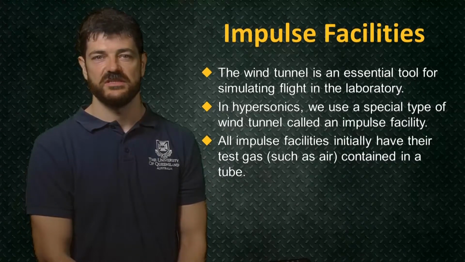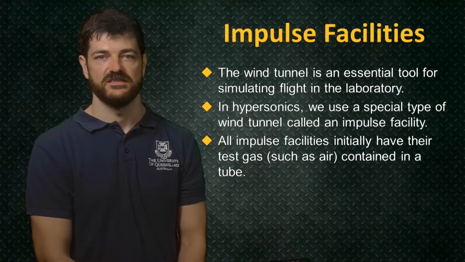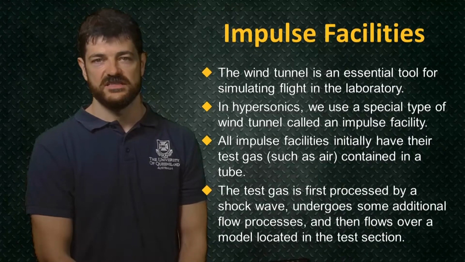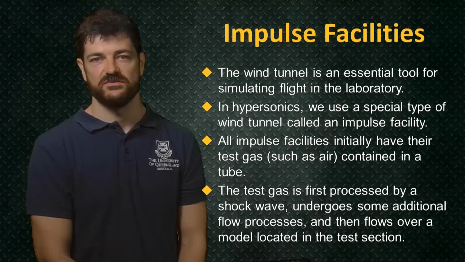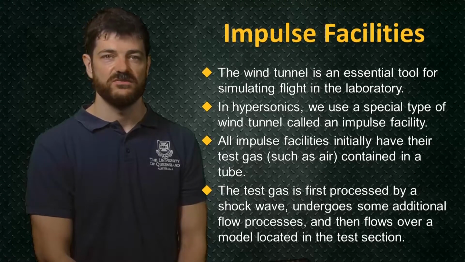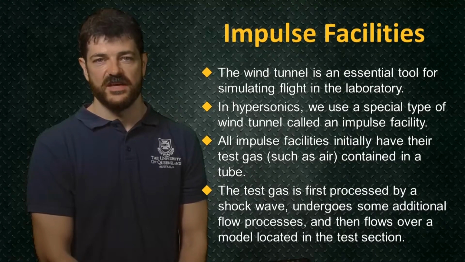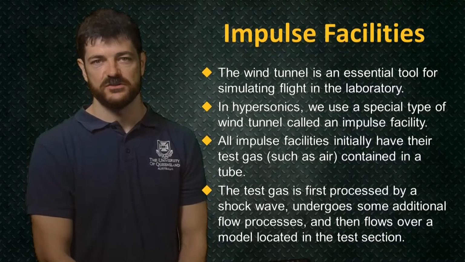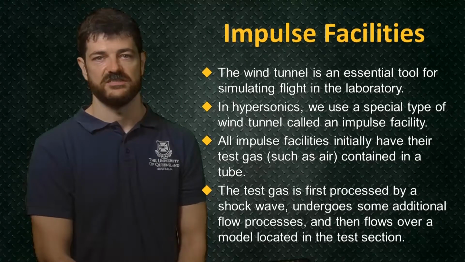In an impulse facility, we have a finite amount of test gas, and it is initially contained inside a tube. The test gas is first processed by a shock wave, which compressively heats it, raising its temperature and pressure. The shock wave also accelerates the test gas towards our test section. Then, depending on the facility, additional processes occur before the test gas flows over our model.